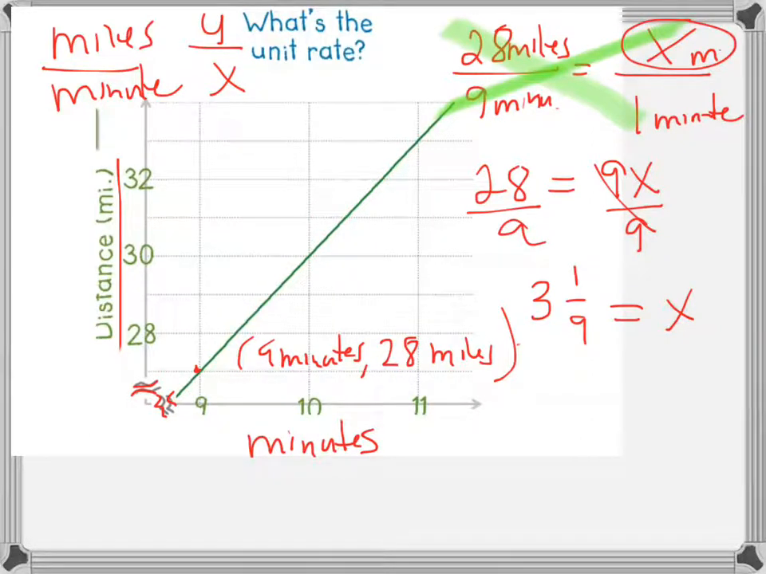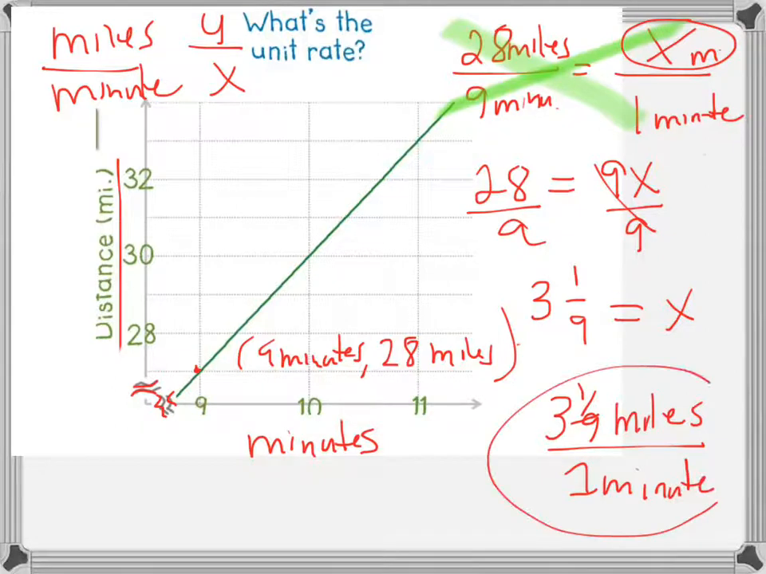So if you go 28 miles in 9 minutes, that means that you go 3 1/9 miles per 1 minute. And that is my unit rate. It's a rate because the numerator is measuring miles and the denominator is measuring minutes. Those are two different types of units. It's a unit rate because I have 1 in the denominator.